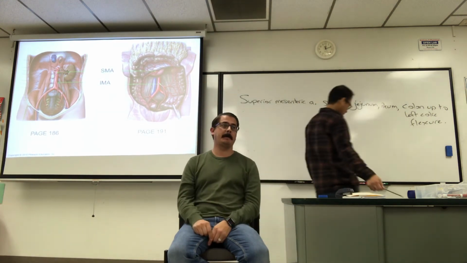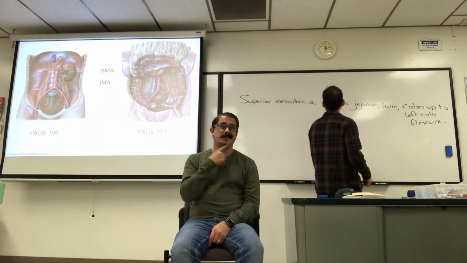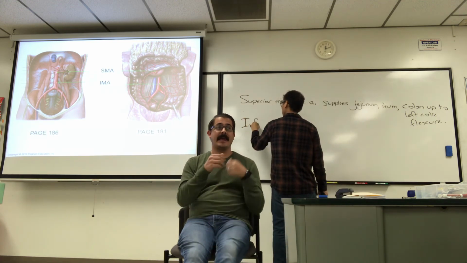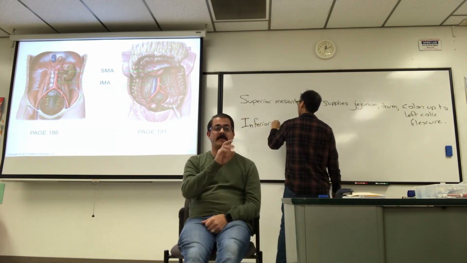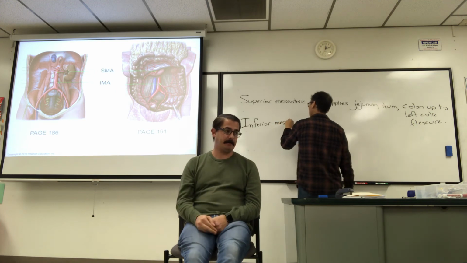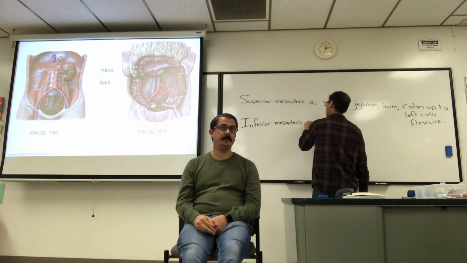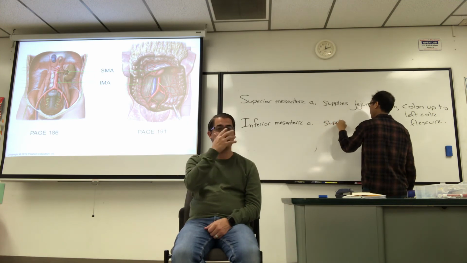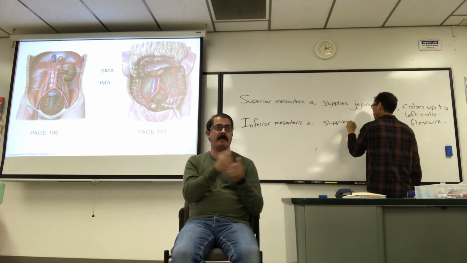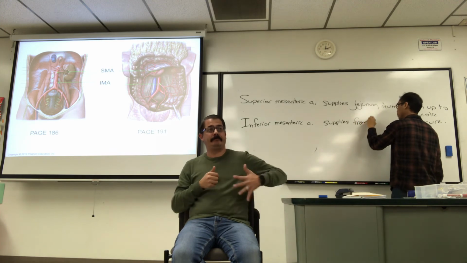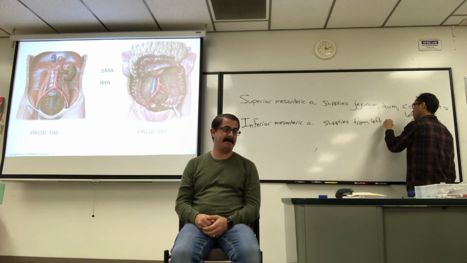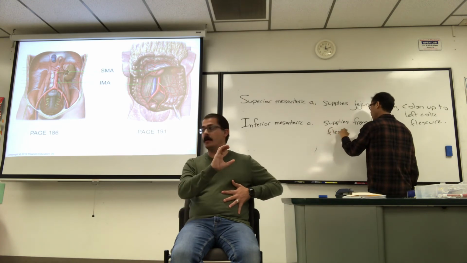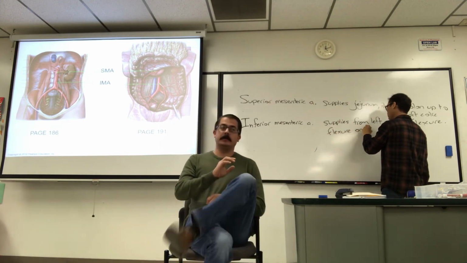So I'll just say that the inferior mesenteric artery supplies, well, everything where you left off from, supplies from the left colic flexure on down.